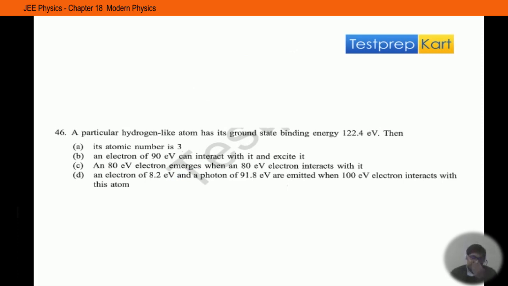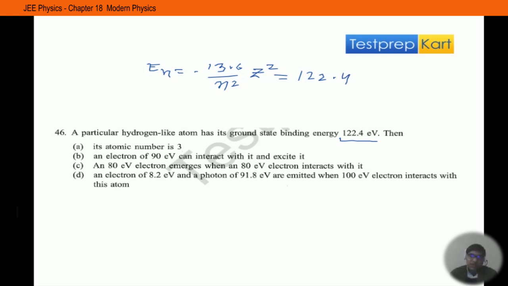Okay, let's see the next question. It is saying a particular hydrogen-like atom has its ground state binding energy 122.4 electron volt. So it is a hydrogen-like atom, so En can be written as minus 13.6 over N square into Z square, where Z is the atomic number. It is hydrogen-like. For hydrogen it is 1. Now in this case this binding energy is given as 122.4.